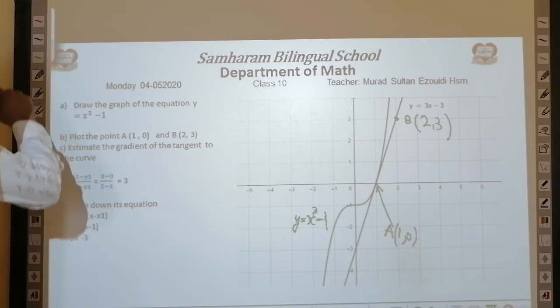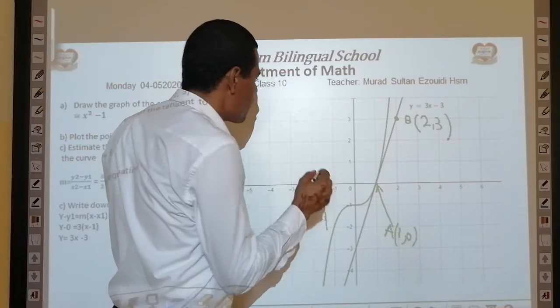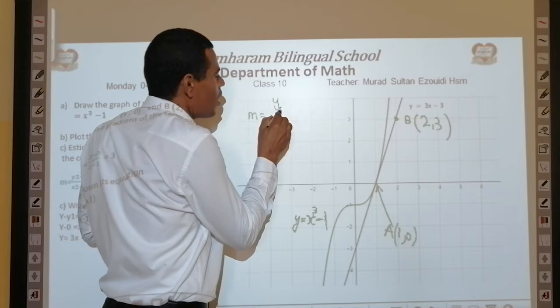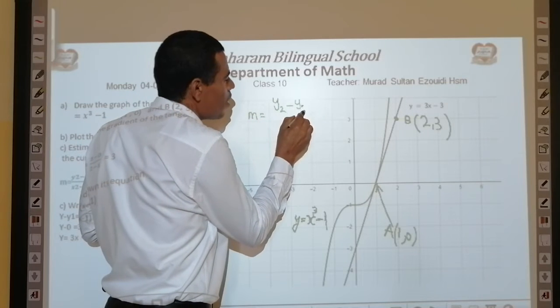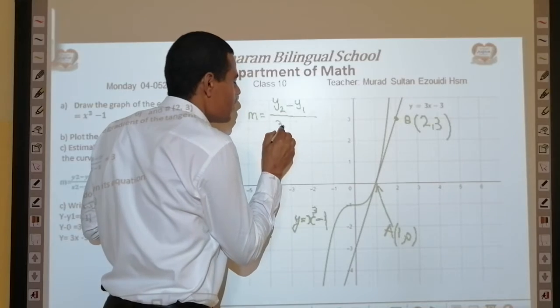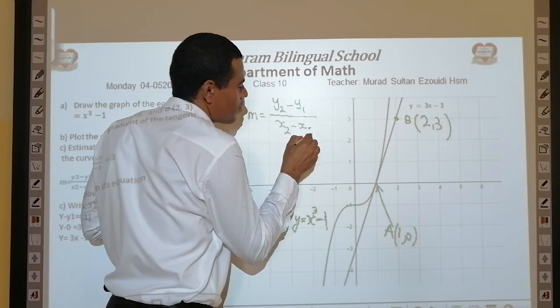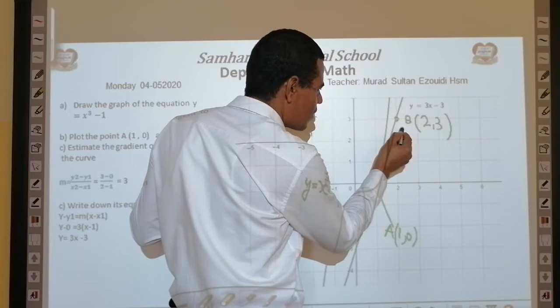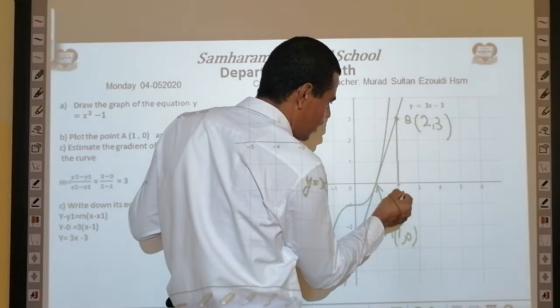Now the question is, try to find the gradient. The gradient, my learners, m, is equal to y2 minus y1 divided by x2 minus x1, isn't it? I will try to construct a right angle triangle like that.